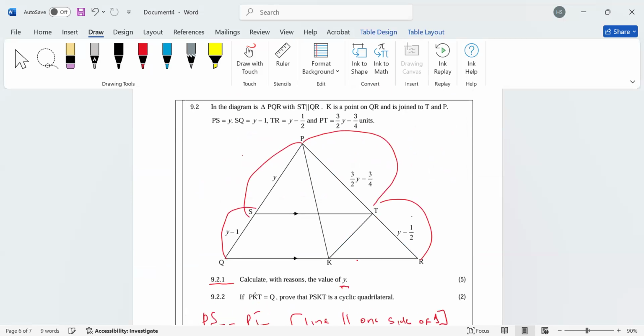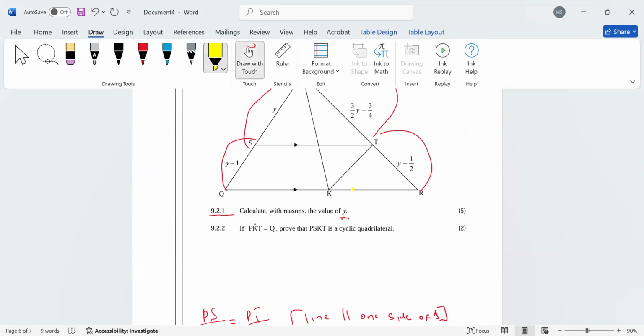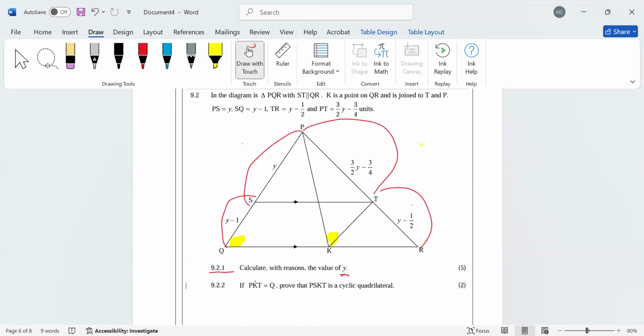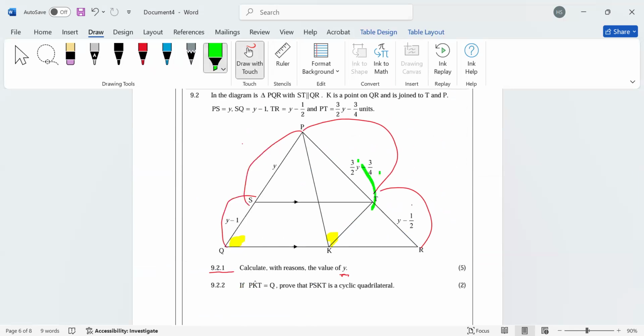Question 19.2. They say if angle PKT, this angle here Q, is equal to this angle here, prove that PSKT is a cyclic quad. Let's highlight the one that they're talking about. They're talking about this one here. There's a circle here, an imaginary circle, the cyclic quadrilateral.